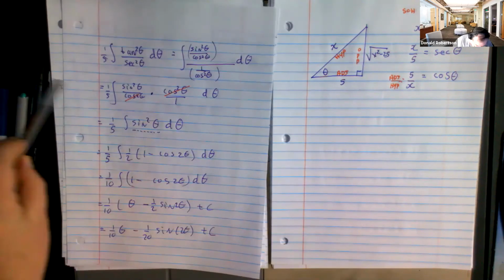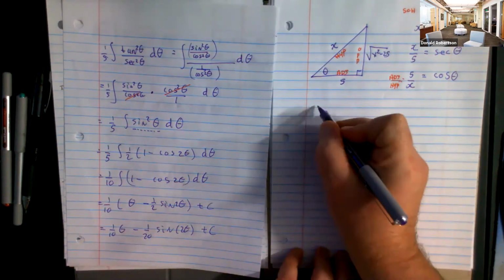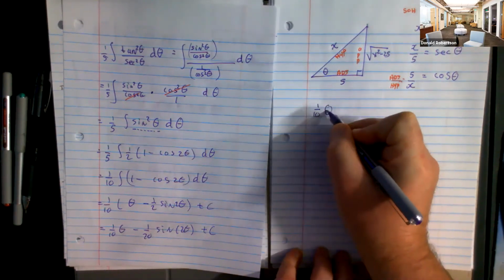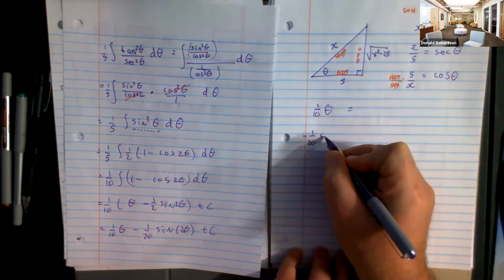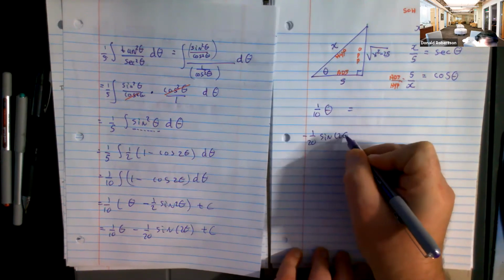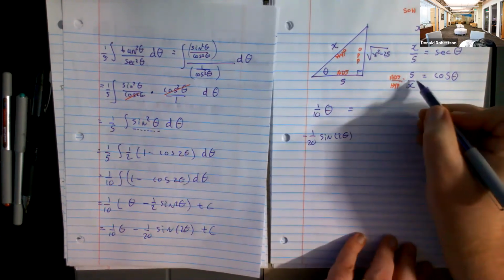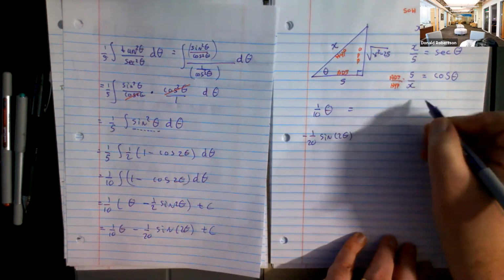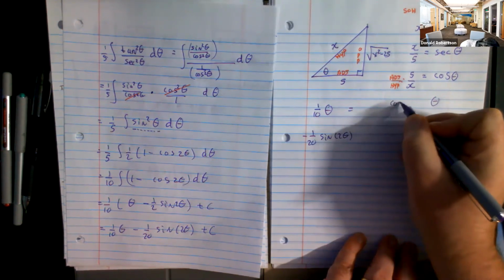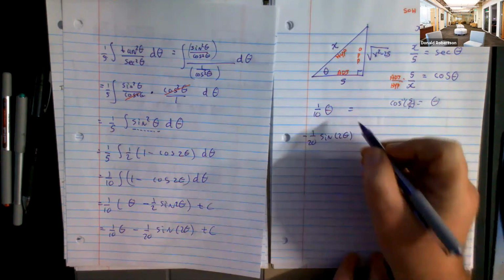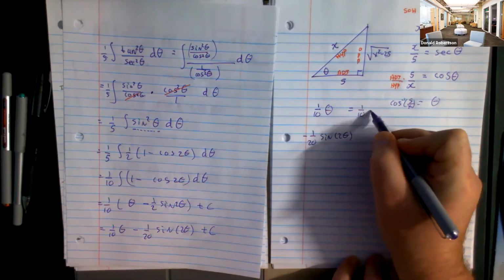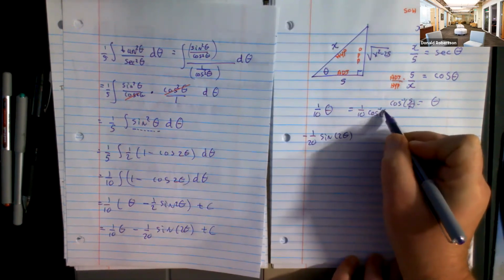Now, I need to turn that guy into x's. Right, if cosine of theta is this, won't theta be the inverse cosine of that? So 1/10 of them gets you 1/10 this fella.